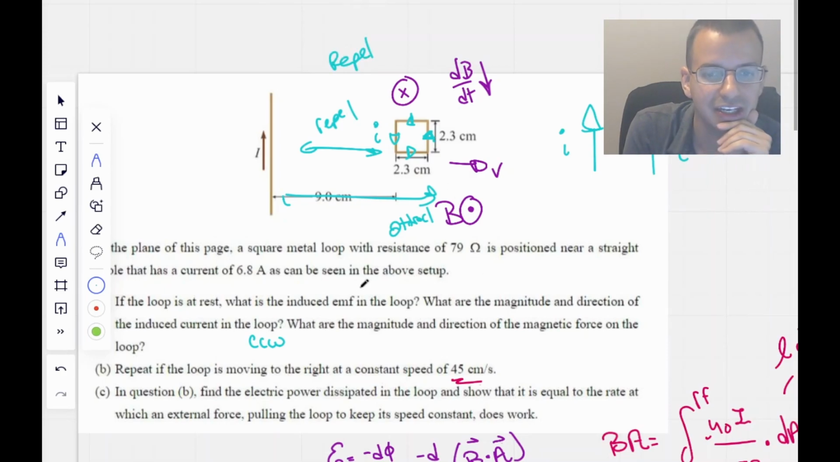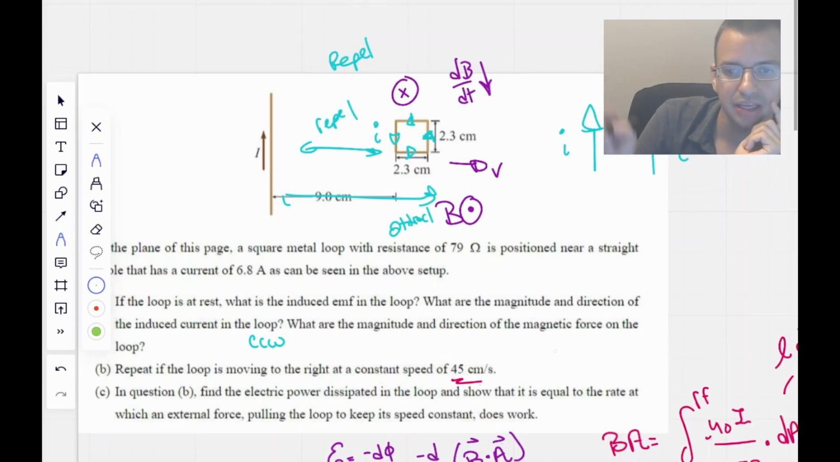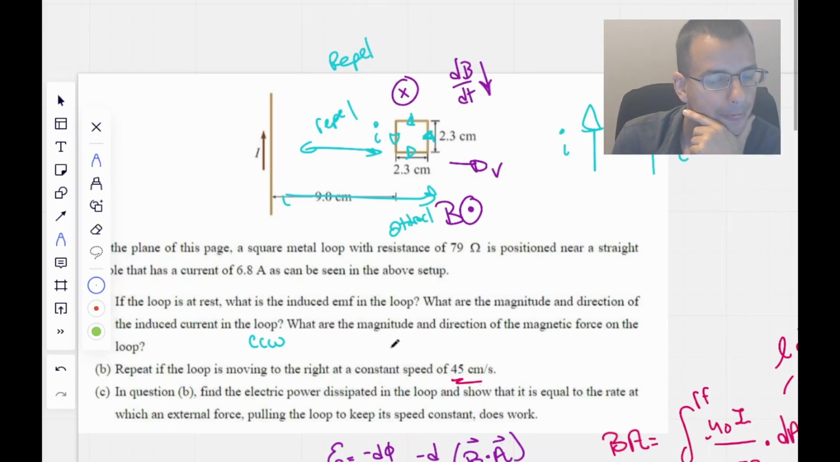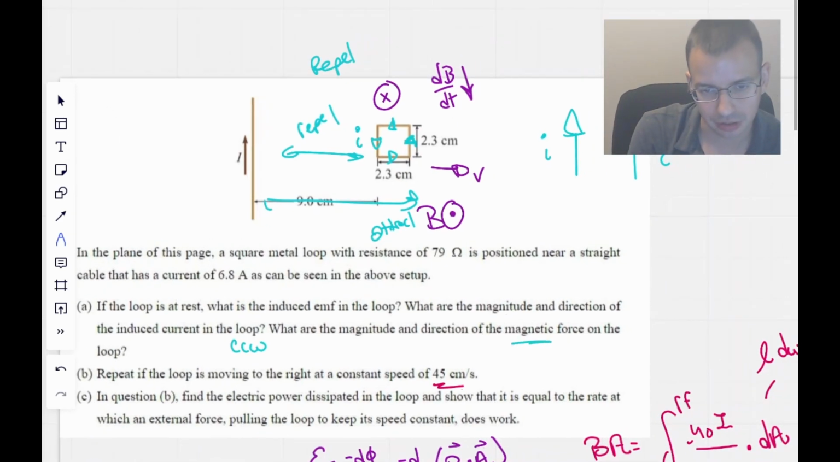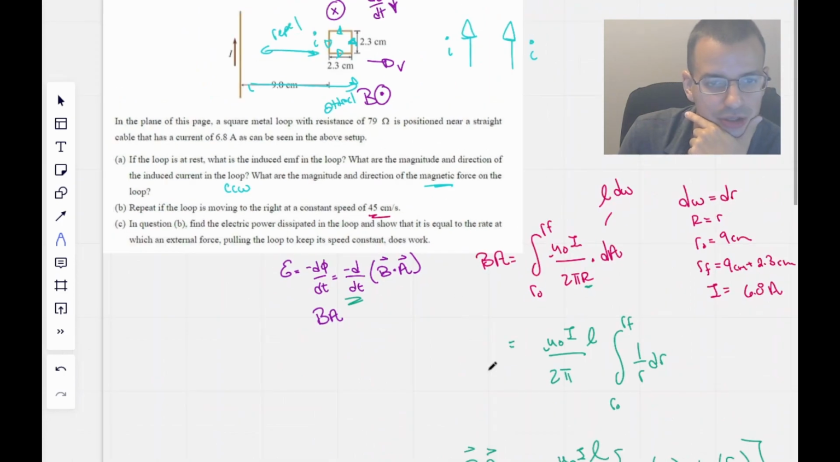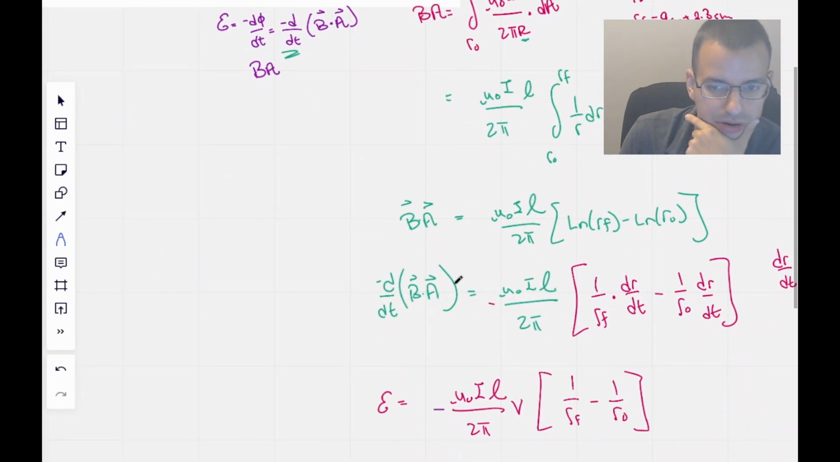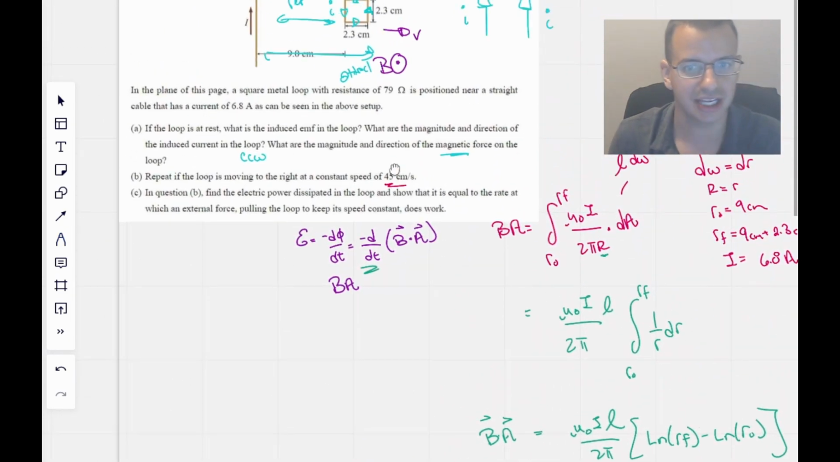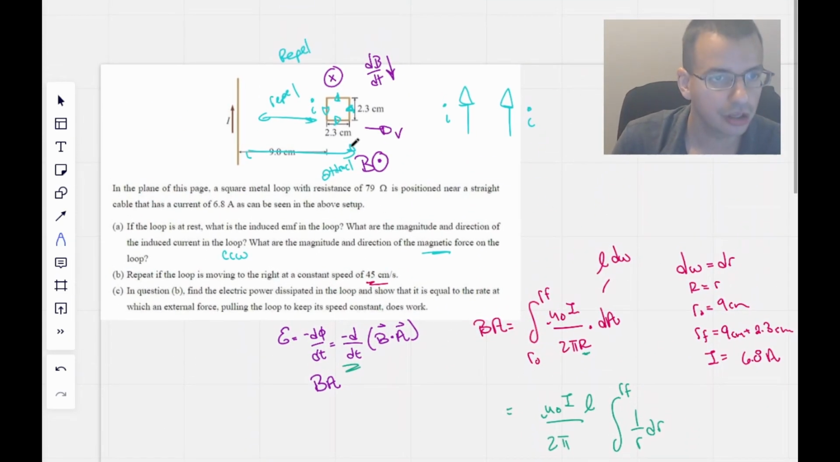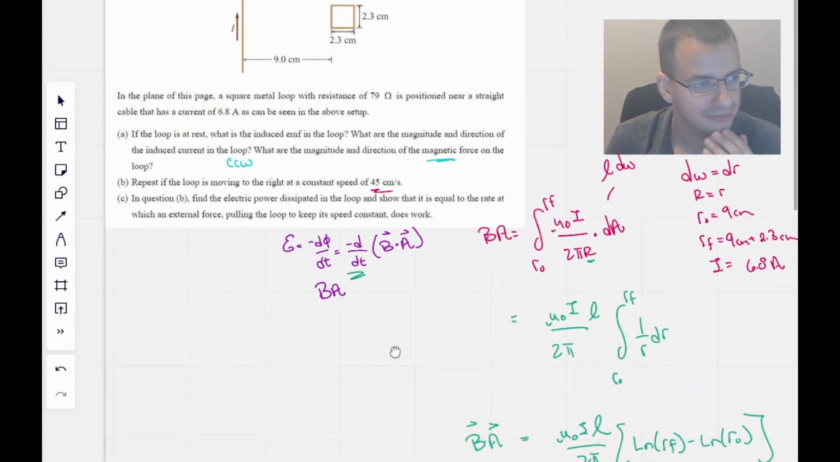So the magnetic force on the loop, the direction of it is going to be to the right, and they want a magnitude as well. We'll talk about the magnitude in part C, I think. All right, so that is how we find the EMF, which is kind of the core of part B.